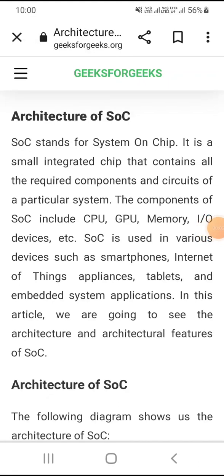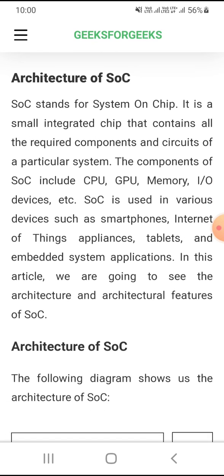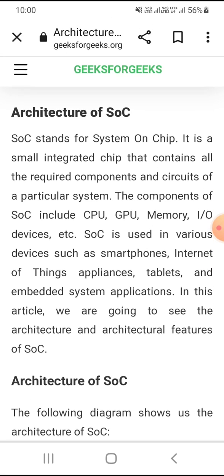Everybody, and in this video we will talk about the architecture of system on chip and many other things here. So let's start. First of all, SOC stands for system on chip. It is a small integrated chip that contains all the required components and circuits of a particular system.